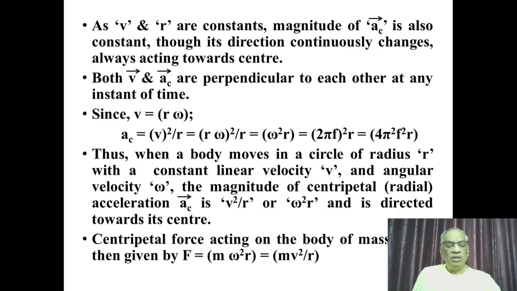Thus, when a body moves in a circle of radius R with a constant linear velocity V and angular velocity omega, the magnitude of the centripetal radial acceleration is V square by R, or omega square R, directed towards the center. Because of the acceleration, there is some force acting on the body of mass m. So the centripetal force acting on the body of mass m in a circular path is given by F is equal to m omega square R or m V square by R. So this is about the body moving in a circular path with uniform linear speed.